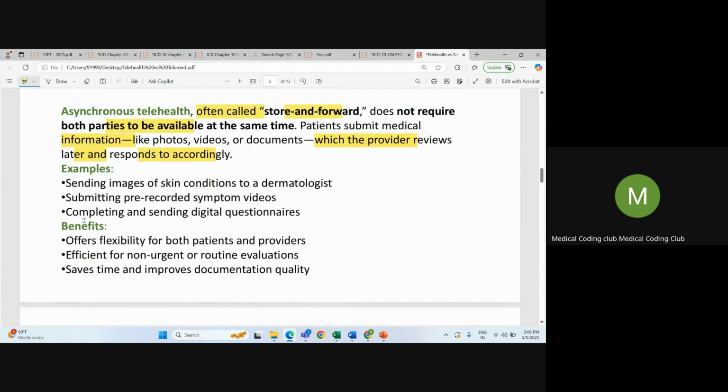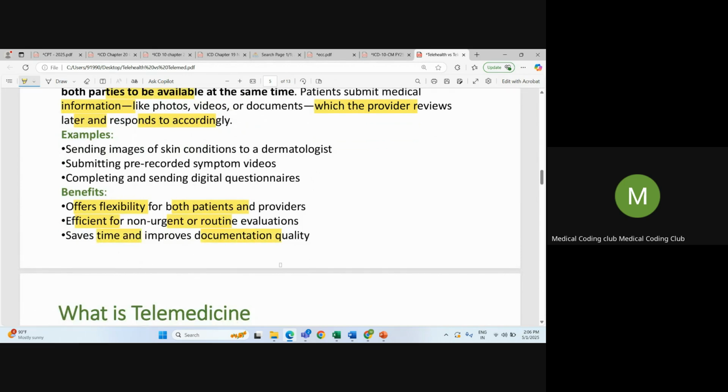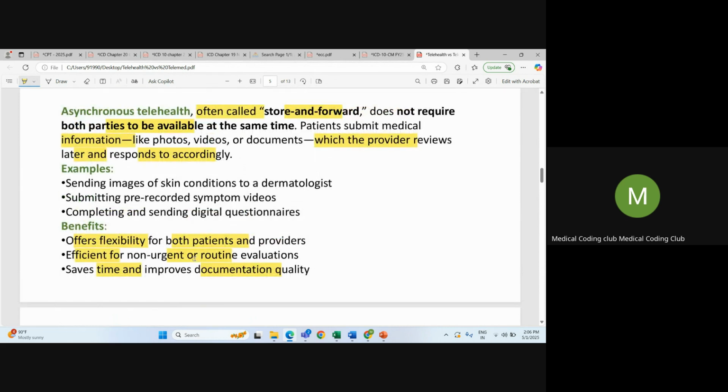What are the benefits? It offers flexibility for both patients and providers, and is efficient for non-urgent and routine evaluations. If it is an urgent medical condition and you feel it's an emergency, you definitely cannot choose asynchronous telehealth. You should at least take synchronous telehealth, or go directly to a clinic if you feel it's an emergency. If you don't feel it's an emergency, you can take some time and wait for the doctor's opinion, and it can save time and improve documentation quality. These are some benefits of asynchronous telehealth.